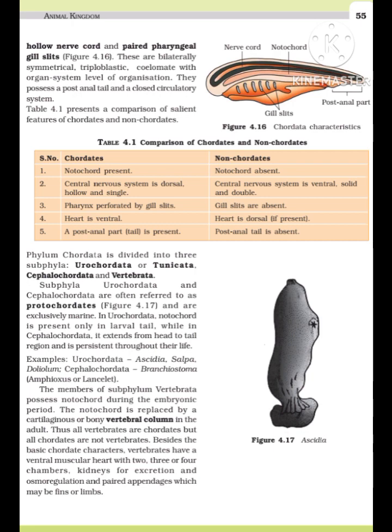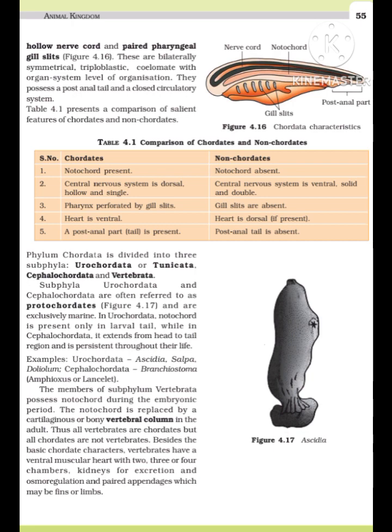Post-anal tail is absent. Phylum Chordata is divided into 3 subphyla: Urochordata or Tunicata, Cephalochordata, and Vertebrata. Subphyla Urochordata and Cephalochordata are often referred to as protochordates, Figure 4.17, and are exclusively marine. In Urochordata, notochord is present only in larval tail, while in Cephalochordata, it extends from head to tail region and is persistent throughout their life. Examples: Urochordata, Ascidia, Salpa, Doliolum; Cephalochordata, Branchiostoma, Amphioxus or lancelet.